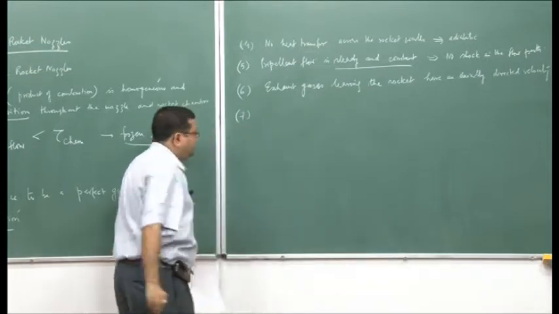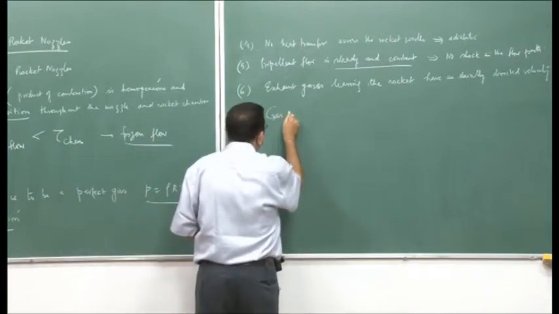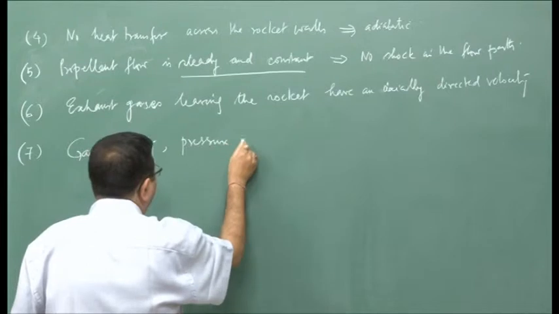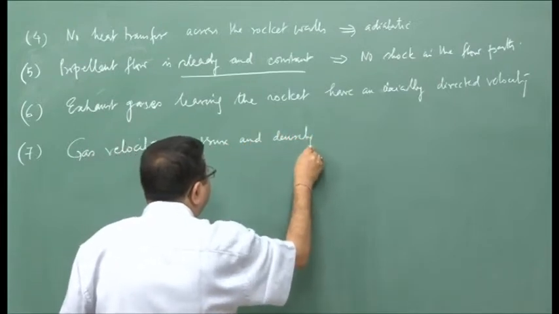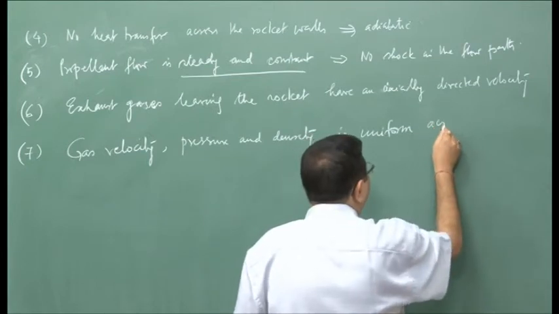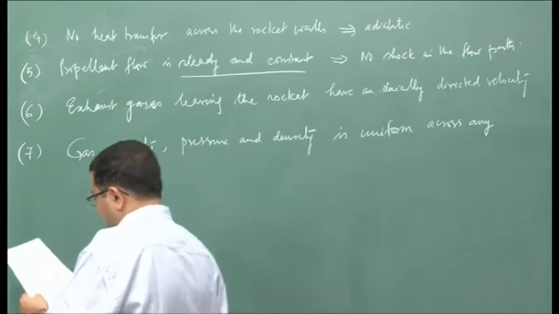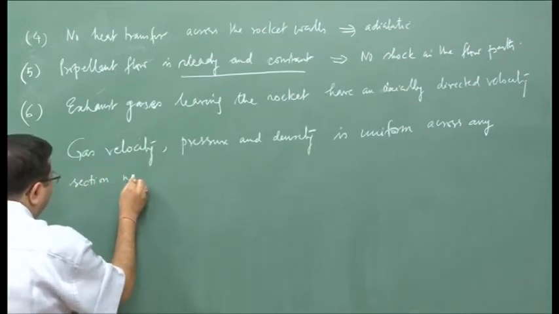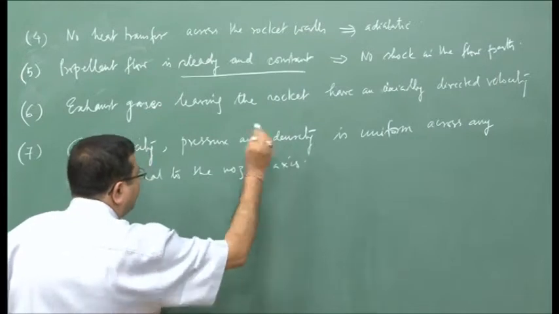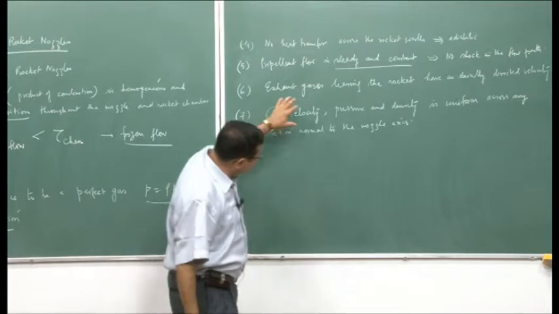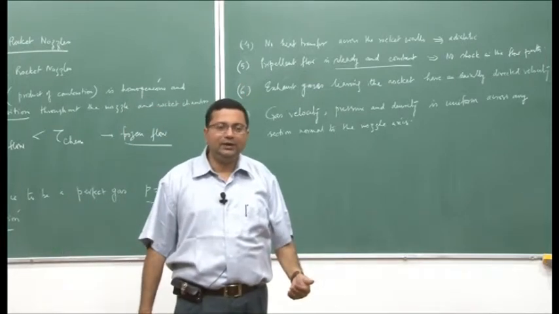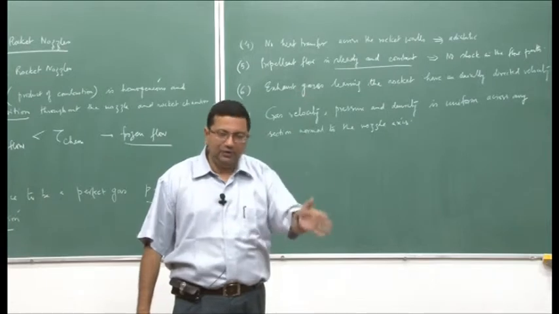Then, the seventh assumption is, the gas velocity, then the pressure and density is uniform across any section normal to the nozzle axis. Once again, remember that this is the same assumption that we had made when we talked about the quasi 1D flow, that we have uniform properties normal to the axis, at a particular plane, the properties are uniform.